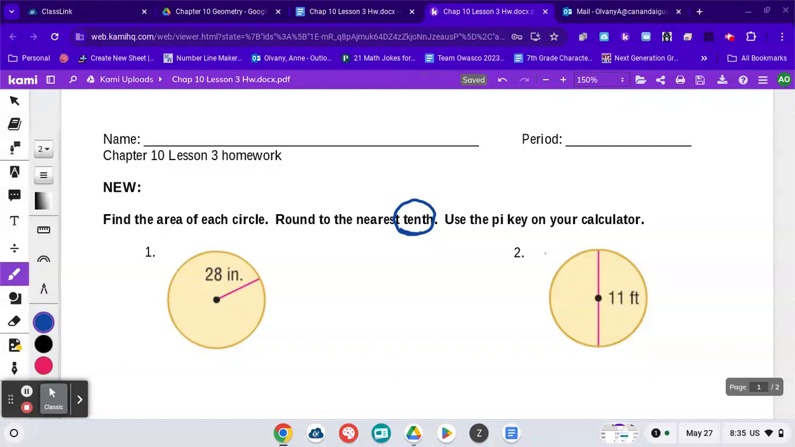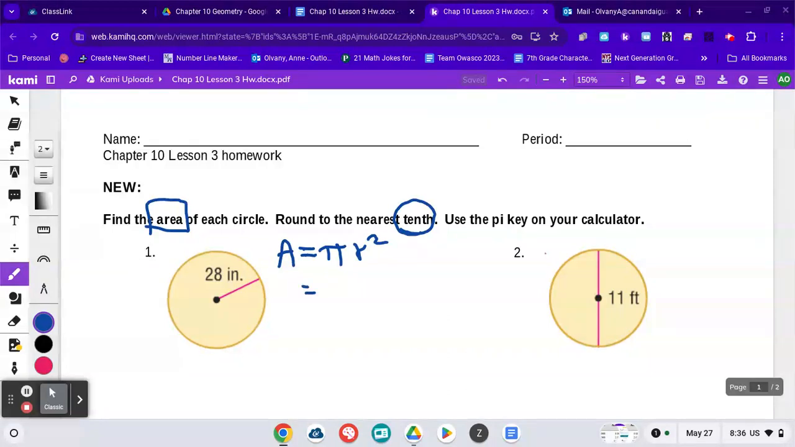And we're going to use the pi key on your calculator. All right, so our first example, I know I'm finding area, so I'm going to use the formula area equals pi r squared. And squared means that we're going to take r and multiply it by itself. So that's pi times r times r.